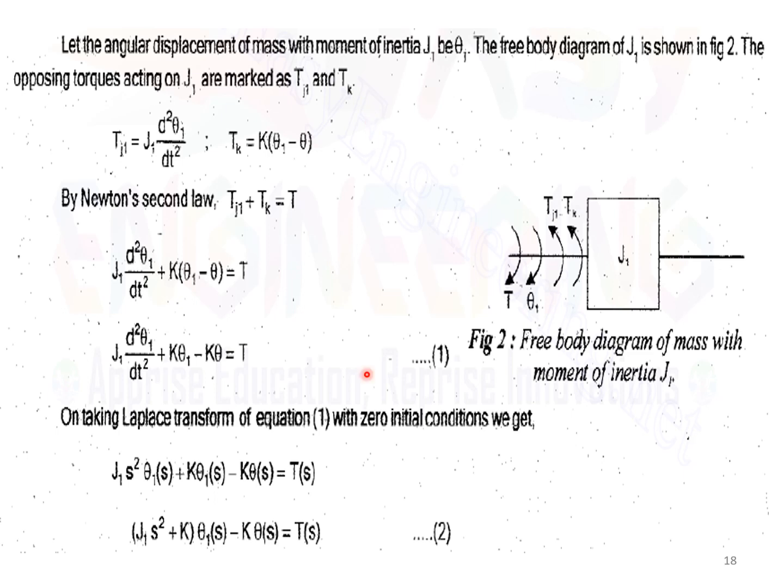Now for this particular system, considering the angular displacement, I have here J1 which is experiencing the torque T. So for this inertia element J1, the equation is J1 d square theta1 by dt square plus k into (theta1 minus theta) is equal to T. When we apply the Laplace transform and simplify, we get (J1 s square plus k) theta1(s) minus k theta(s) is equal to T(s). So this is one equation for J1.